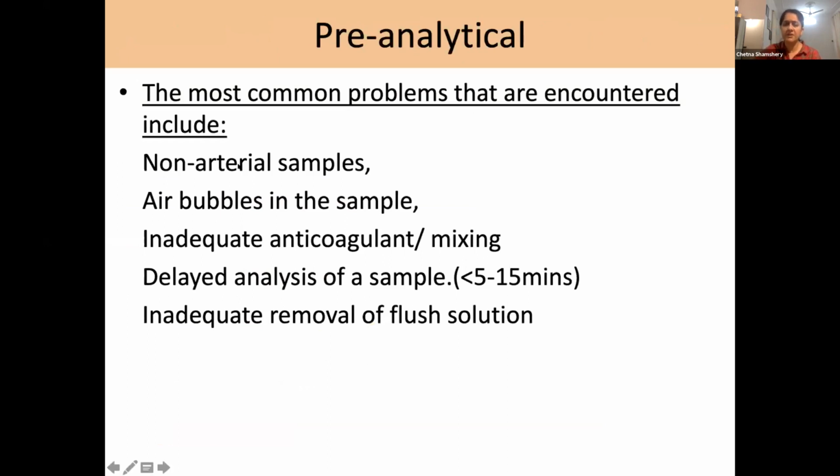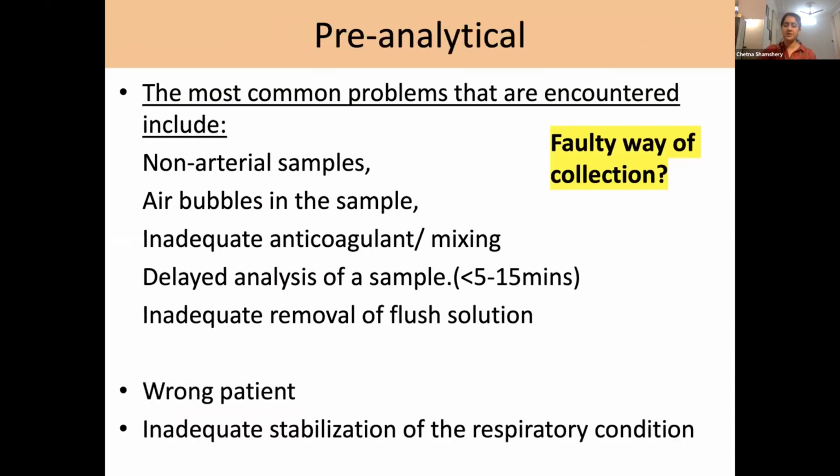In pre-analytical, we have discussed it. It can be a non-arterial sample, an air bubble. Supposing the heparin that we have taken is inadequate, or it is more, there is incomplete mixing of the anticoagulant. All those things also. A delay in the sample. You have forgotten to flush the syringe properly, and there is an excessive amount of heparin. All these are faulty ways of collection, wrong patient.